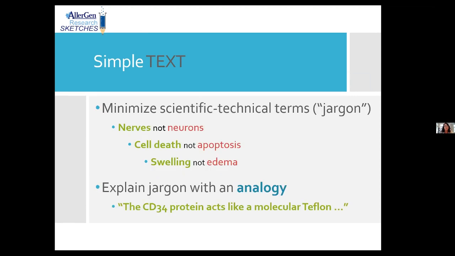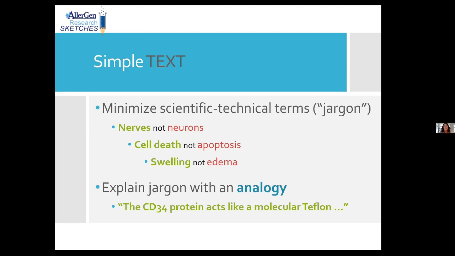Minimize the use of jargon. Jargon is scientific and technical terminology that's specific to a certain field, a certain discipline, a certain expertise. There is almost always a less technical way to say something. Some examples: you could convert neurons to nerves, or say cell death or cells that die instead of apoptosis, or swelling instead of edema. But if you must use jargon, then explain it in plain language or use an analogy.